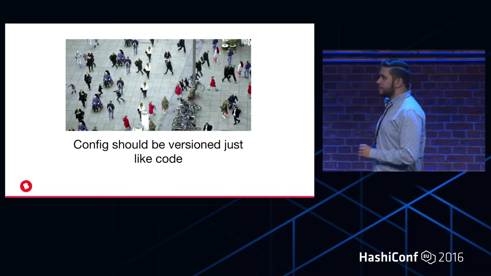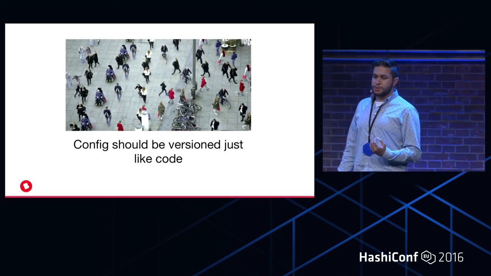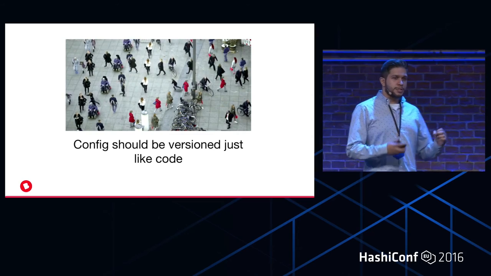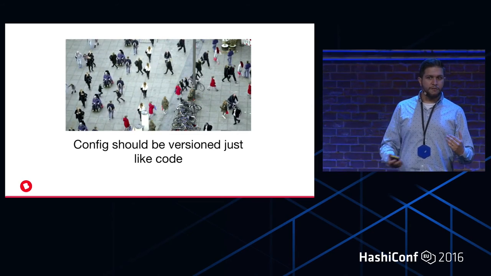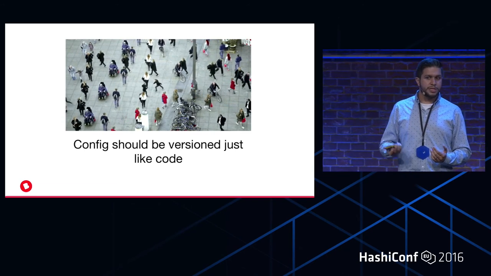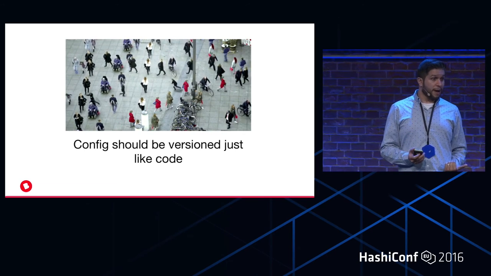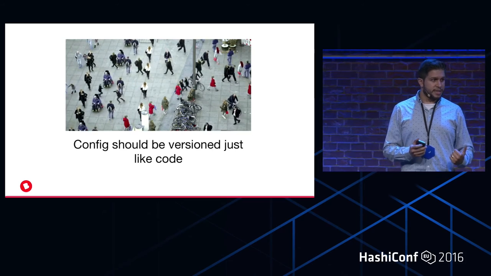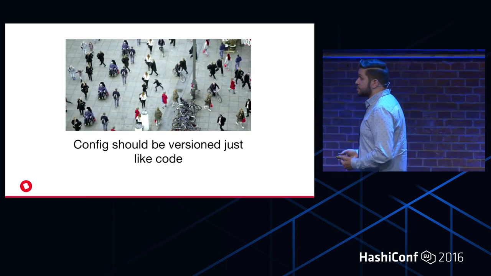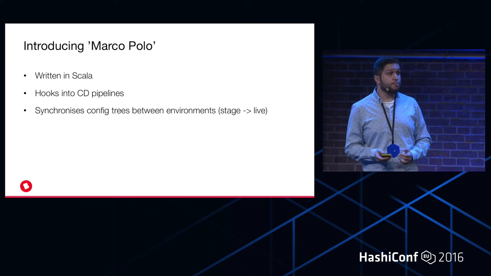But the other thing about this is, as much as possible, I think config should be versioned just like code. So even though we've decoupled the config from the AMI, we still need to be able to version it, because if we need to roll back, we know that the config is in a known working good state. And that's why we wrote another service called Marco Polo.